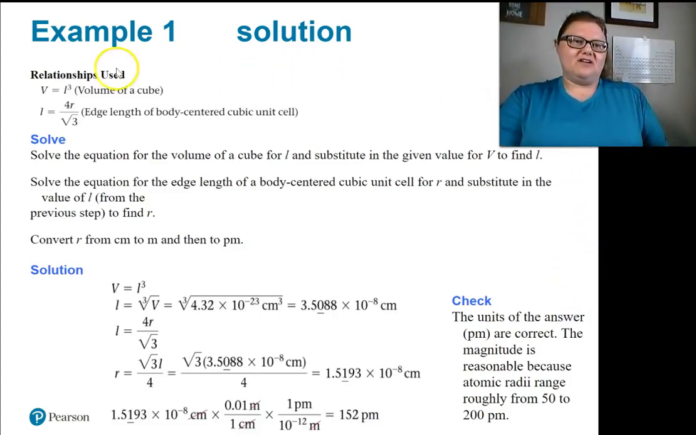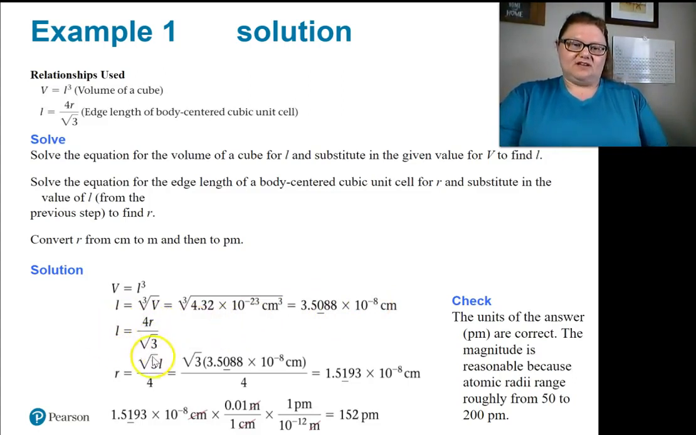So what we've done up here is we've just said, okay, here's the relationships used, the volume formula, and then the edge length for the body-centered cubic. Okay, so again, we're going to take our volume that was given, and we're going to take the cube root of it to undo this cube and isolate what just one length would be. And so we get that here after doing the cube root of our volume. Okay, and so then we need to find out the radius from there. So we've just found L.